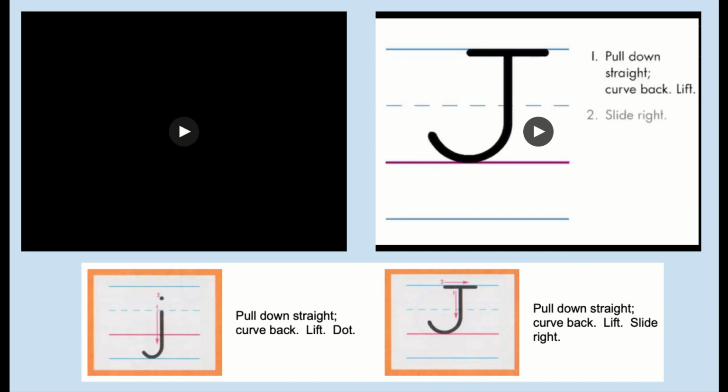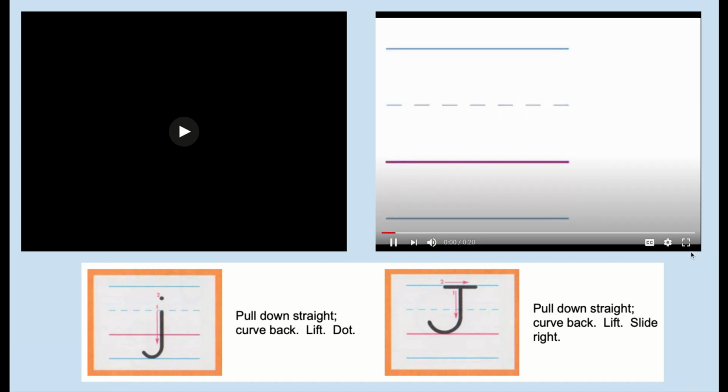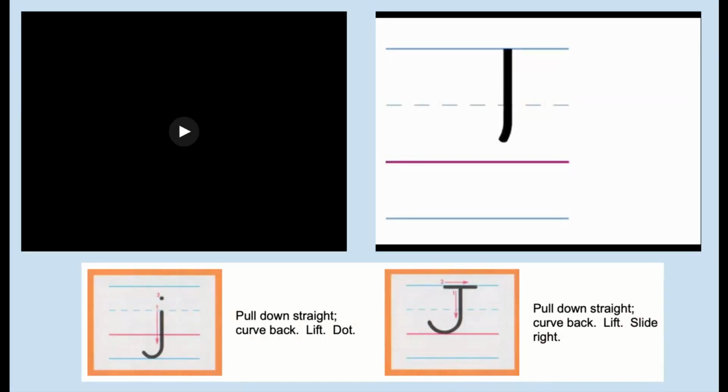Okay, put your pencil down and let's watch as we learn how to make the uppercase j. Uppercase j. 1. Pull down straight. Curve back. Lift. 2. Slide right. Uppercase j.